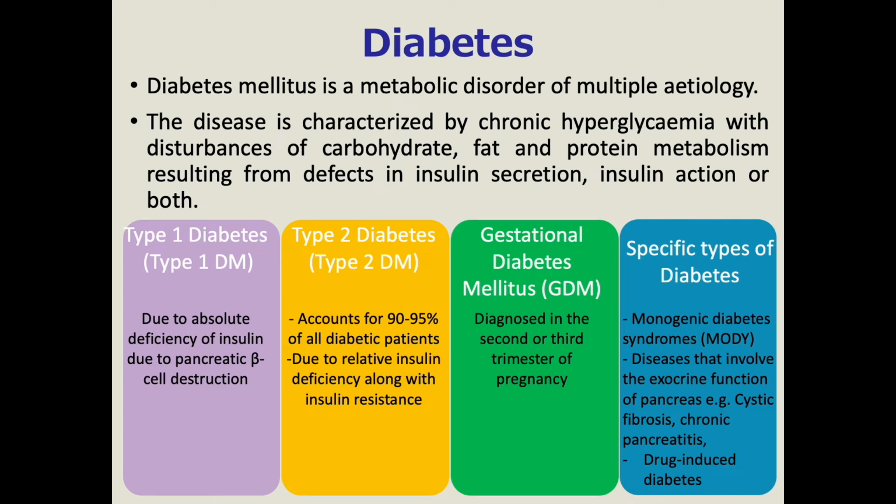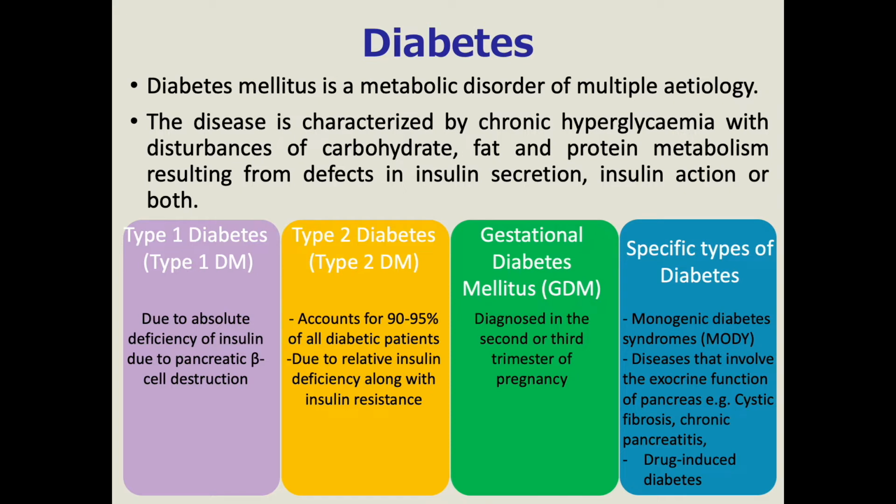Diabetes mellitus is a metabolic disorder of multiple etiology. The disease is characterized by chronic hyperglycemia with disturbances of carbohydrate, fat, and protein metabolism resulting from defects in insulin secretion, insulin action, or both.